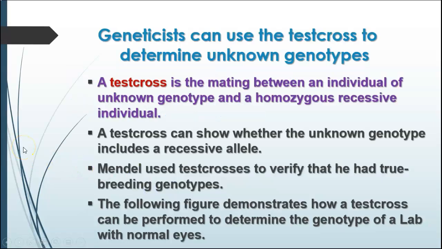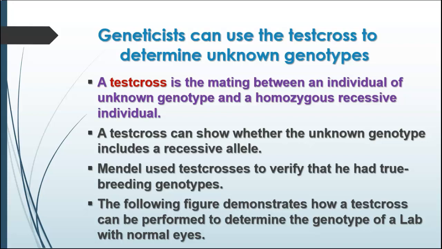So a testcross is when you cross an individual of unknown genotype with a homozygous recessive individual. Okay, so you have to have one that you know is homozygous recessive for that trait, and then cross it with an individual who shows the dominant phenotype, but you don't know whether they're homozygous or heterozygous. This is going to show whether there is a recessive allele in the unknown genotype. Mendel did this to prove that his genotypes were true breeding.